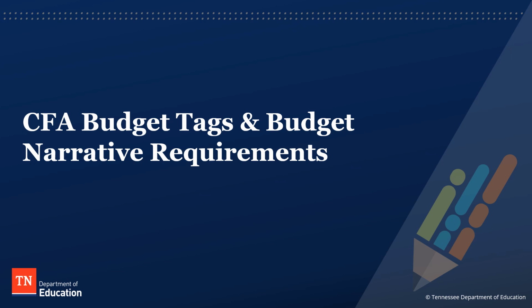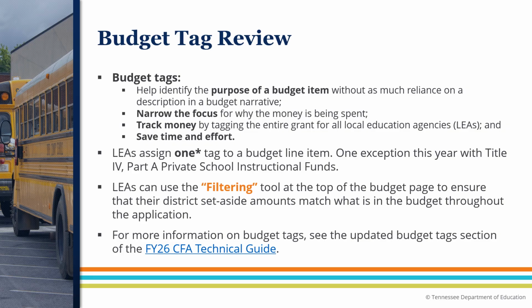With budget tags and budget narratives, remember that we do require the use of budget tags on the ESSA side of the CFA. It helps with the purpose of an item. It narrows the focus. It helps you track the money, especially with some new features we have this year. And remember, you only assign one budget tag to a line item. There is an exception with Title IV Part A private school instructional funds. And if you're within the budget, you can use the filtering tool at the top of the page to ensure that your district set-asides match a line.